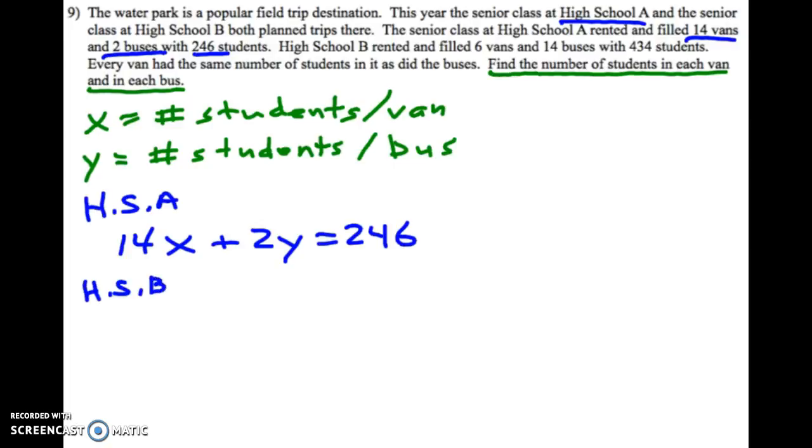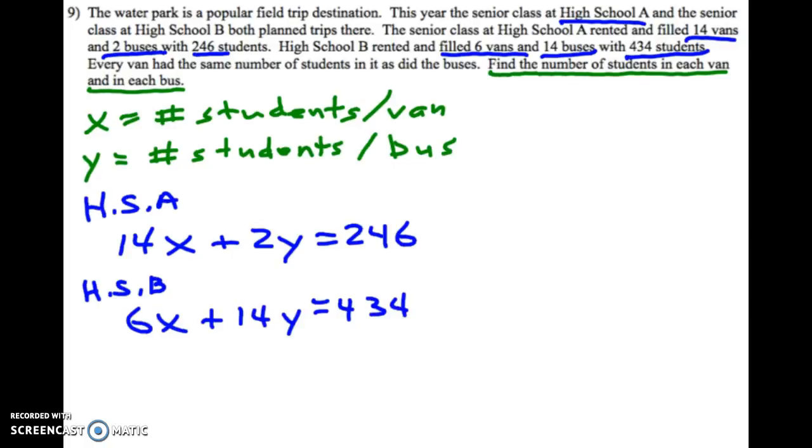For high school B, they did 6 vans, so 6 vans times the number of people per van, or 6x. 14 buses, so 14 times the number of people per bus, or y, and that has to equal the 434.